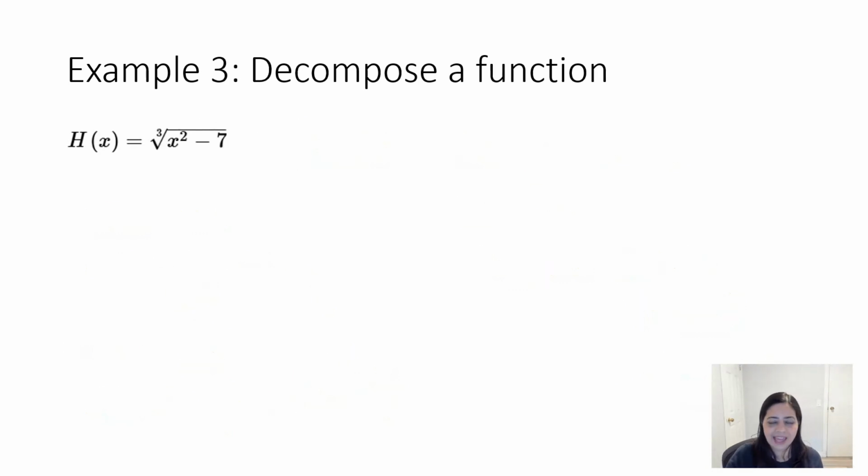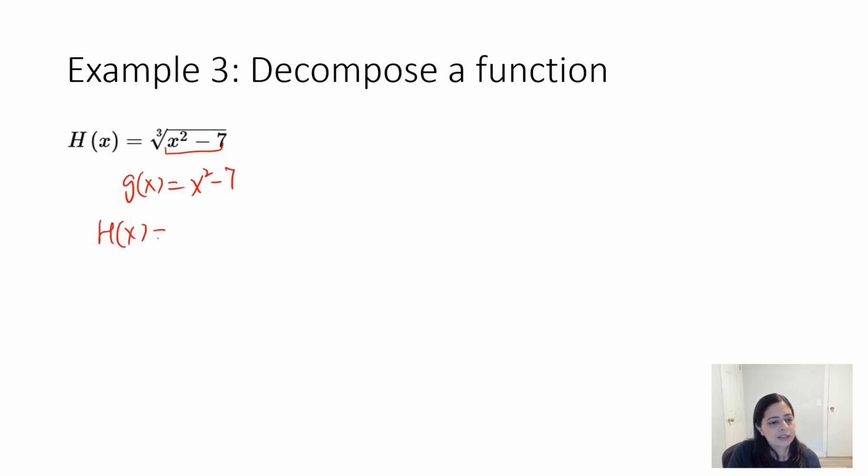One more example and then we are all done with this topic. I want you to try this yourself. You can pause the video and try doing this on your own and then come back and verify the answer. Alright, now let's do the verification. One single expression, call it g of x: x squared minus 7.